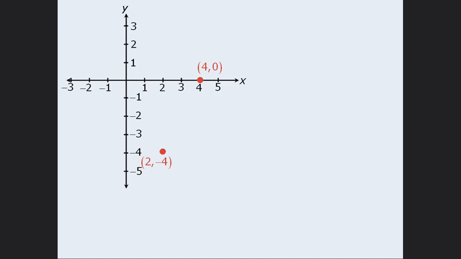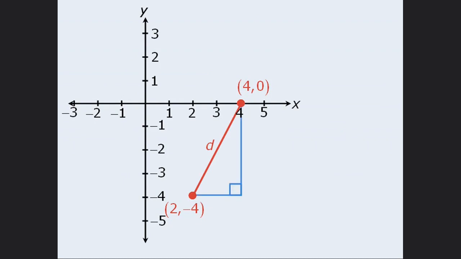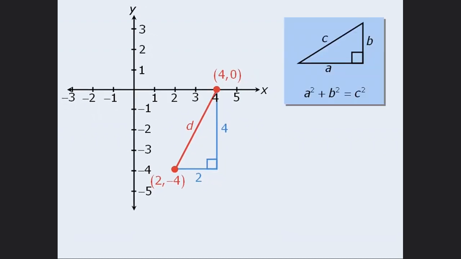Now, of course, another way to find the distance between these 2 points is to sketch them on the xy coordinate plane, as we did in the first example. Now we'll connect the 2 points and add extra lines to create a right triangle where the sides have length 2 and 4. From here, we can apply the Pythagorean theorem to write the equation 2 squared plus 4 squared equals d squared. Next, we can simplify 2 squared and 4 squared, and then add them together to get 20. This means that d must equal root 20, which is equal to 2 root 5.